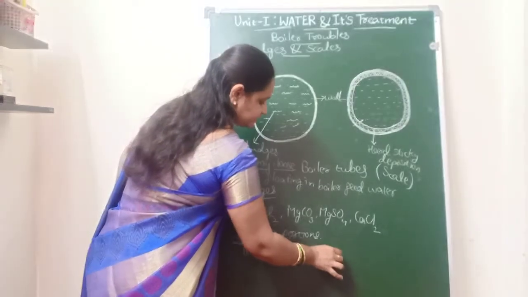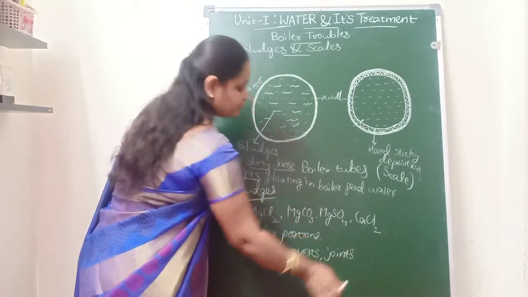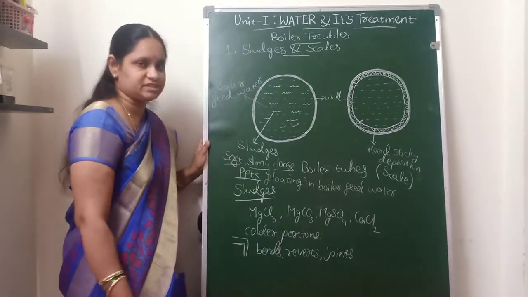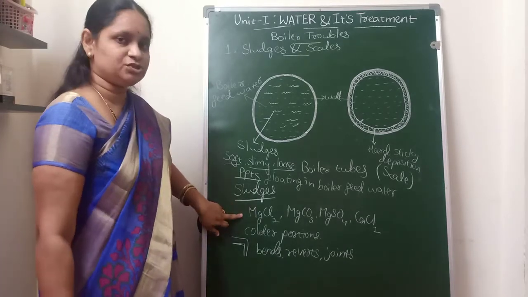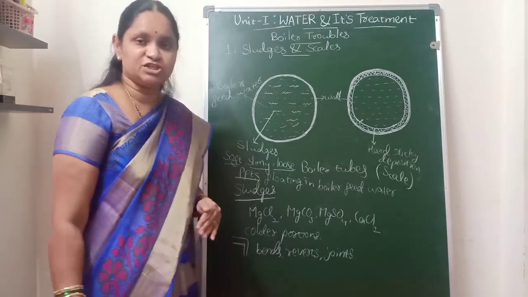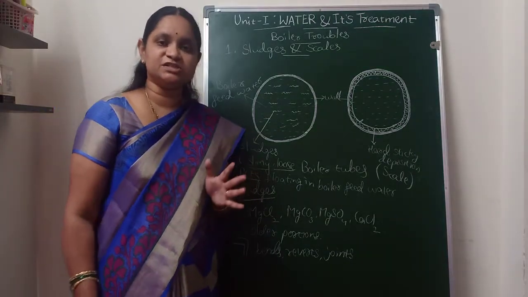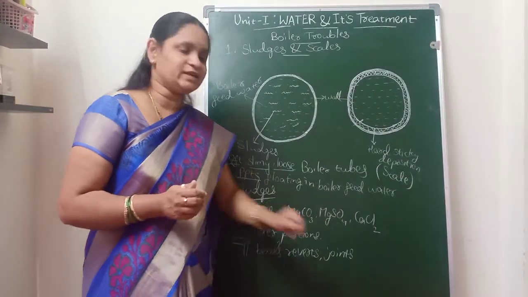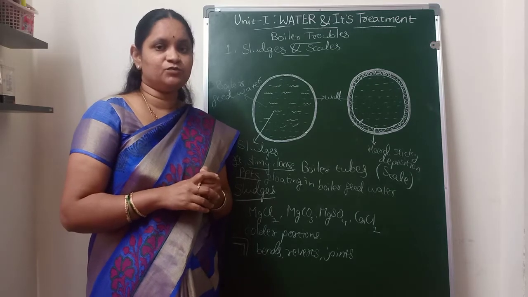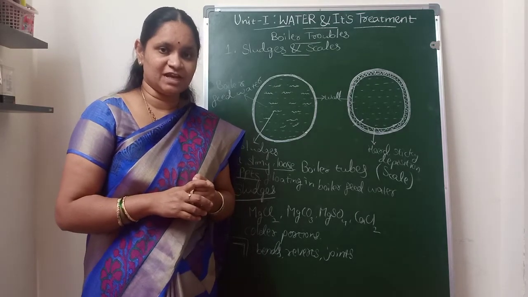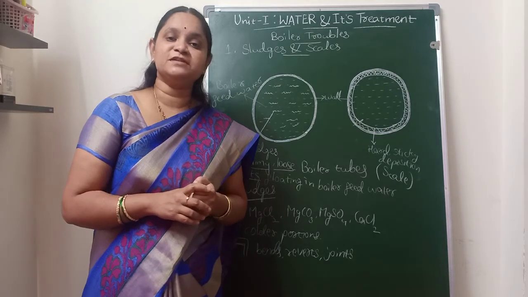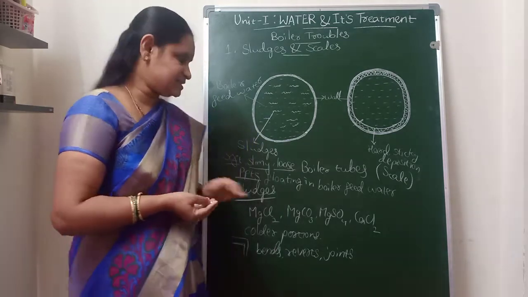At bends, reverts and joints, the rate of flow of water will be low. At those places, sludges will get deposited. So sludges are formed due to the presence of salts like magnesium chloride, magnesium carbonate, magnesium sulfate and also calcium chloride. If these salts are present in the boiler feed water, after some time when we are generating steam, they will be thrown out in the form of soft, loose, slimy precipitates, which are known as sludges.